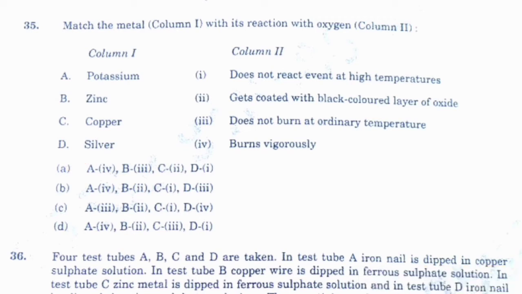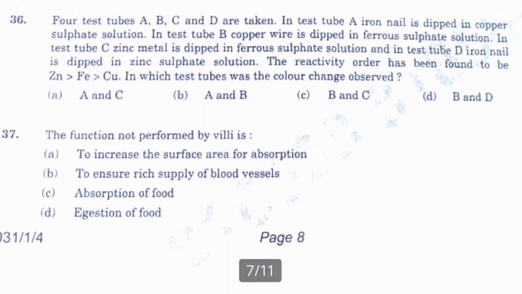So next question we have, that is question number 36. Four test tubes A, B, C, D are taken. In test tube A, iron nail is dipped in copper sulfate solution. In test tube B, copper wire is dipped in ferrous sulfate solution. In test tube C, zinc metal is dipped in ferrous sulfate solution. And in test tube D, iron nail is dipped in zinc sulfate solution. The reactivity order has been found to be Zn greater than iron, iron greater than copper. So in which test tubes was the color change observed?